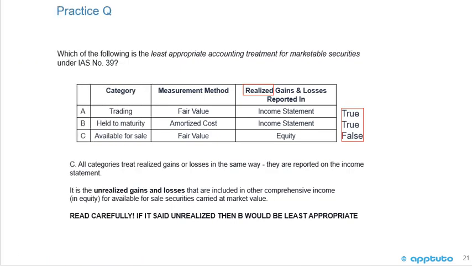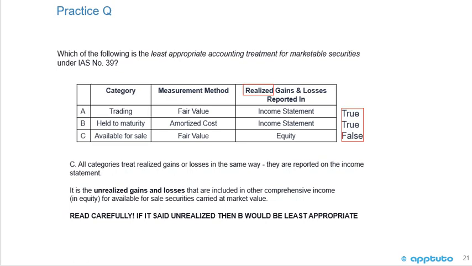Okay, I really like this question because it shows you on the CFA exam, you have to read very carefully, laser-like precision with a high attention to detail with regards to some of the wordings. And I've put into the red box the word realized. So the correct answer here is C. The least appropriate accounting treatment for marketable securities for realized gains and losses is available for sale. Yes, they're held at fair value. But when it's a realized gains and losses, everything runs through the income statement. All realized gains and losses run through the income statement. Okay? So all categories treat realized gains and losses in the same way. They're reported on the income statement.